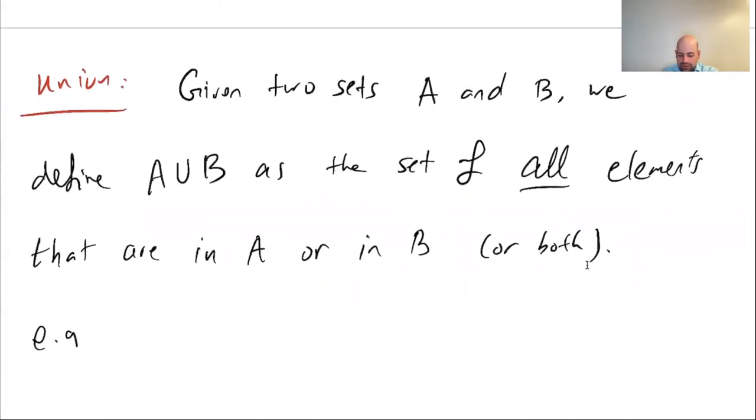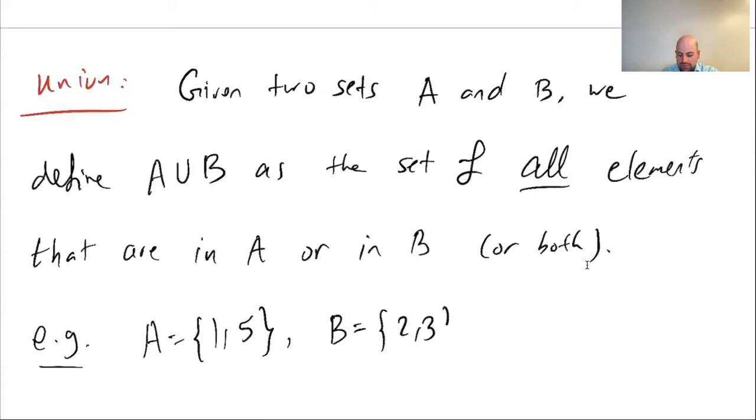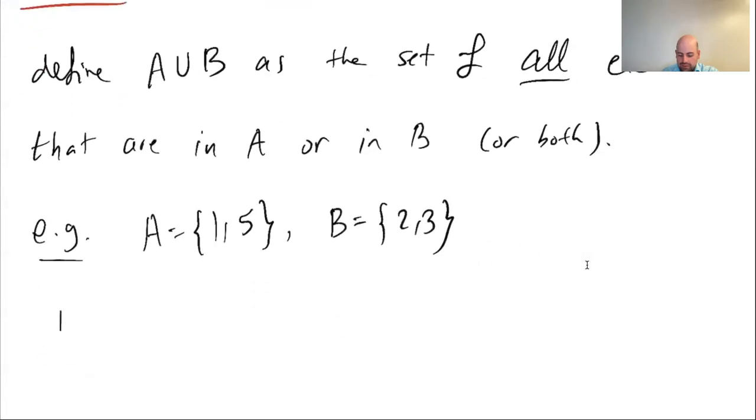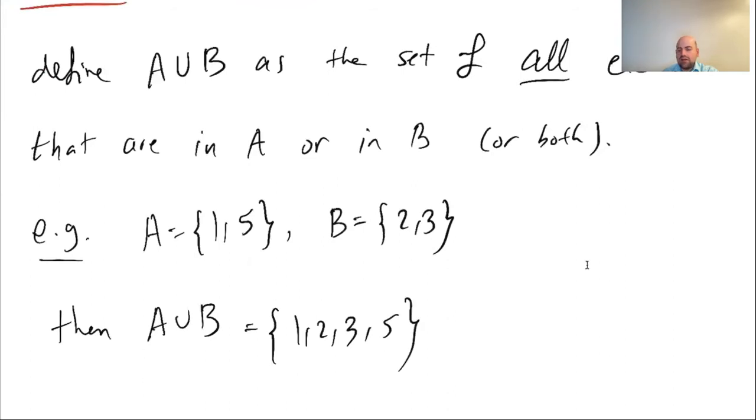So for example, let's say A equals {1, 5}, B equals {2, 3}, then A union B would be equal to {1, 2, 3, 5}. So the set of all elements that are either in A or in B or in both.